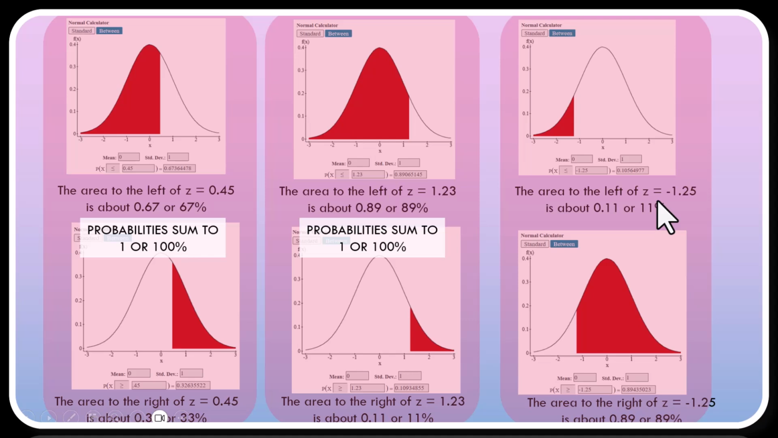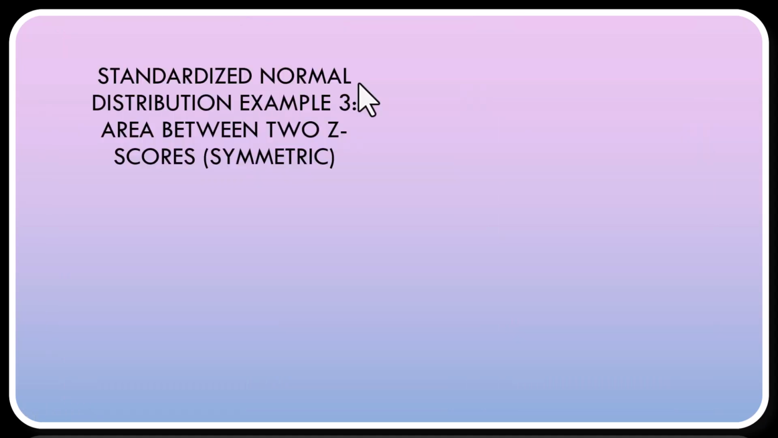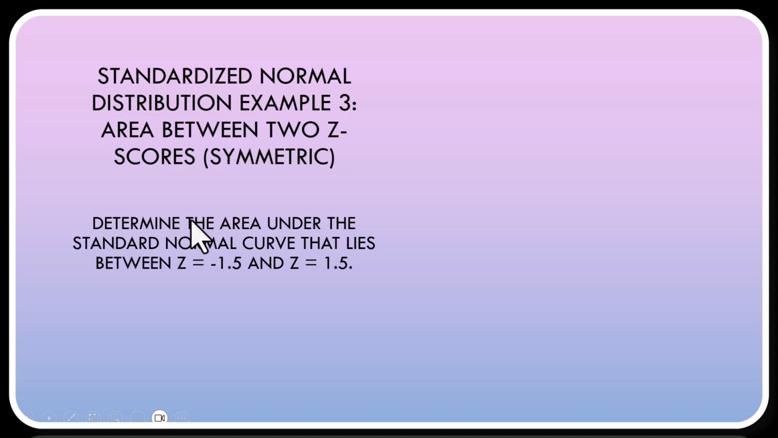Same with the last one. If I take the area to the left of the z-score and the area to the right, that's all of the area under the curve. So again, the probabilities sum to 1 or 100%. Let's move on to example 3, where we will find the area between two z-scores that is symmetric. Suppose we are asked to find the area under the standard normal curve that lies between z equals negative 1.5 and positive 1.5. So let's go over to RGuroo and see how we would do this.